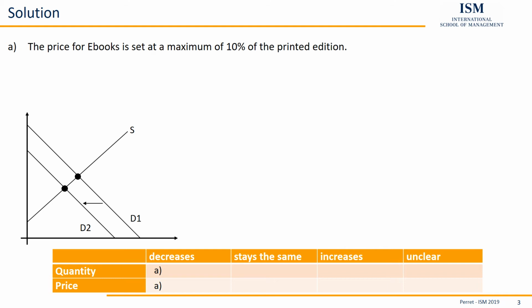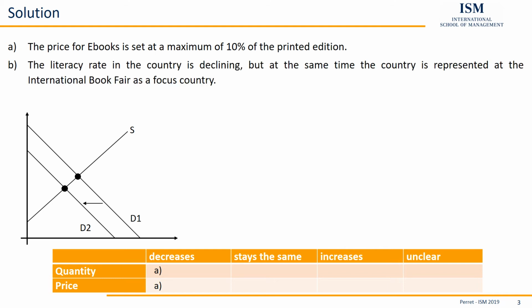So then we have the second part. With the second part, we actually have two aspects here. First, the literacy rate in the country is declining. Then, the country is represented at the International Book Fair. Okay, what does the first thing mean? This means that fewer people inside the country will read paperbacks. On the other hand, the country itself, its literature, becomes more well known. That's the second part, because they're the focus country of the International Book Fair.